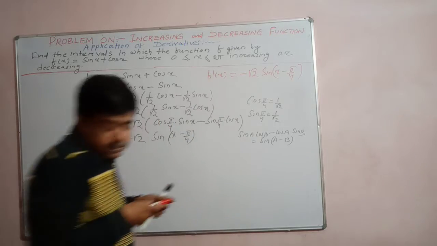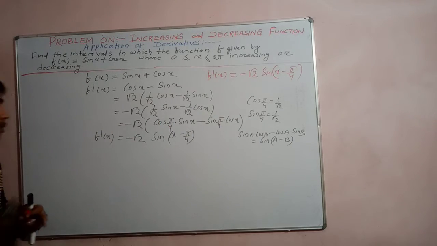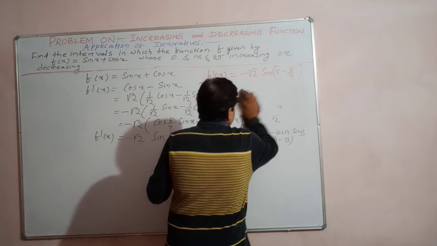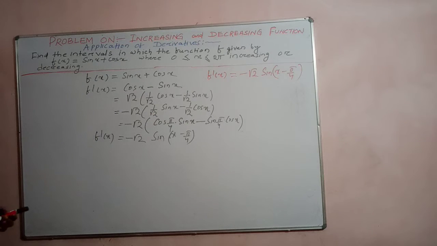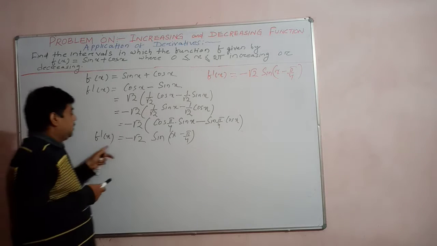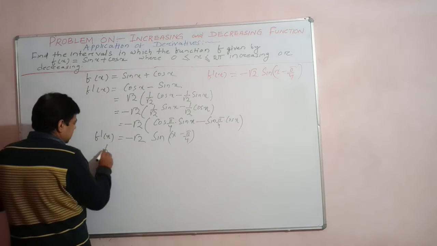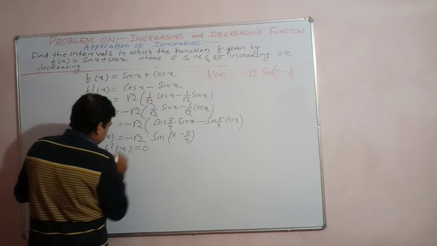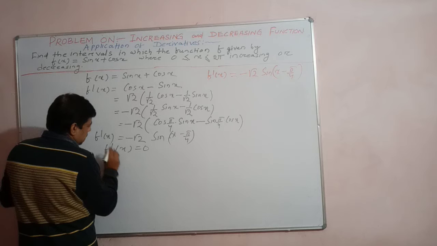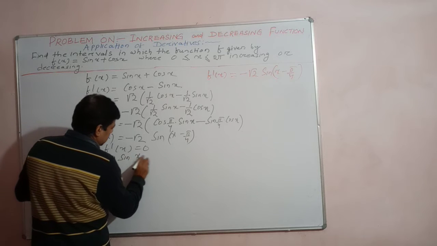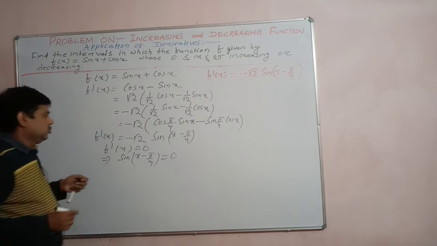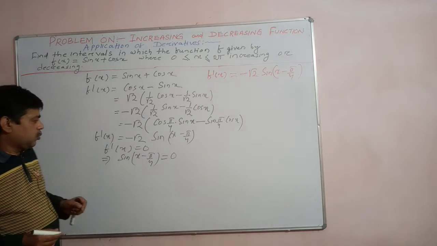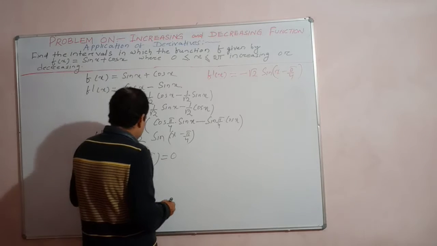Is it clear up to this? First you found the derivative of the function. Understand? Now, after finding the derivative, we have to equate it to zero. Let us put f'(x) = 0. Here it means sin(x − π/4) = 0, yes or no? Because minus root 2 will be transposed. So sin(x − π/4) = 0. And now 0 means what?